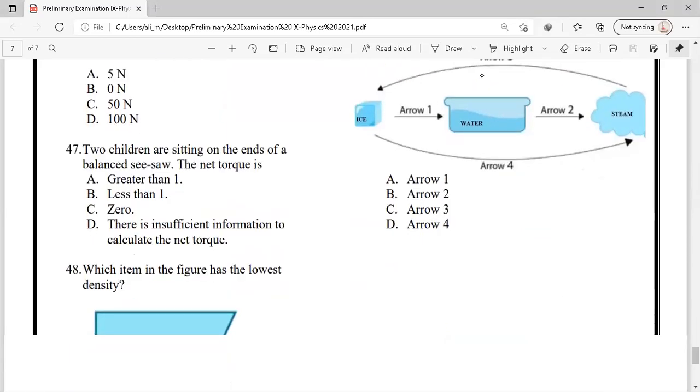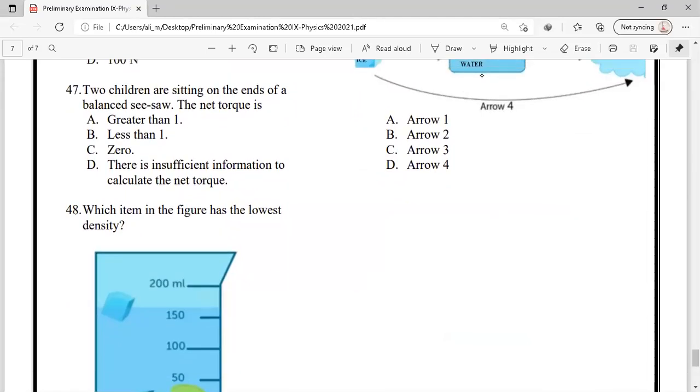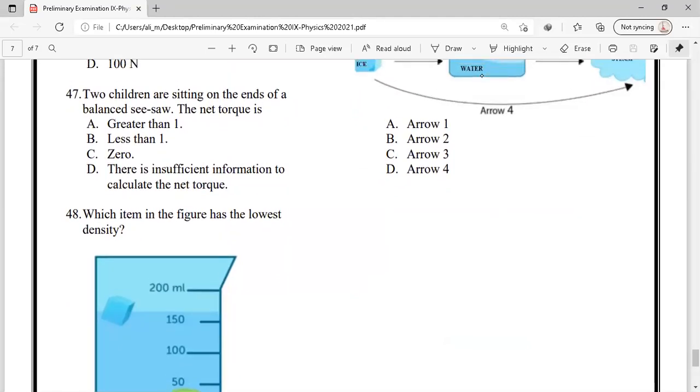Let's come to our question number 47. Two children are sitting on the end of a balanced seesaw. दो चिल्ड्रंस हैं जो कि बैलेंस्ड सी सॉ पर प्ले कर रहे हैं. एंड बैलेंस्ड मीन्स, the term balanced means the clockwise torque is equal to the anti-clockwise torque, or the net torque acting on that body is equal to zero. Net torque उस बॉडी के ऊपर जीरो होगा if the body is balanced.